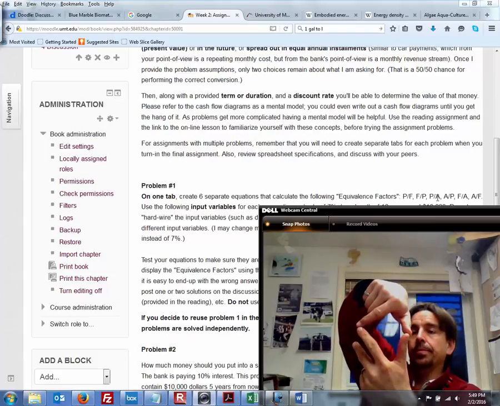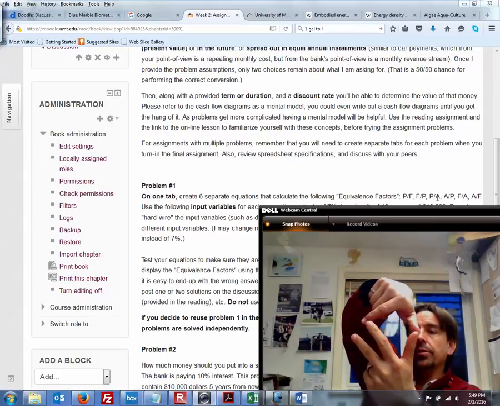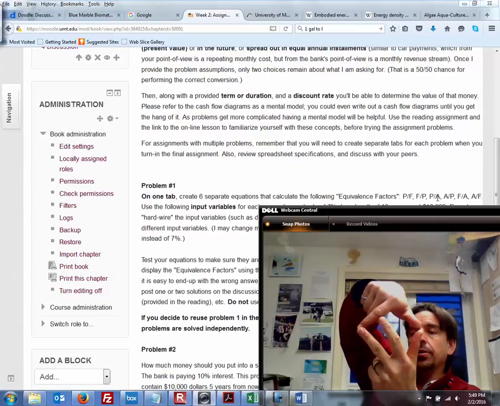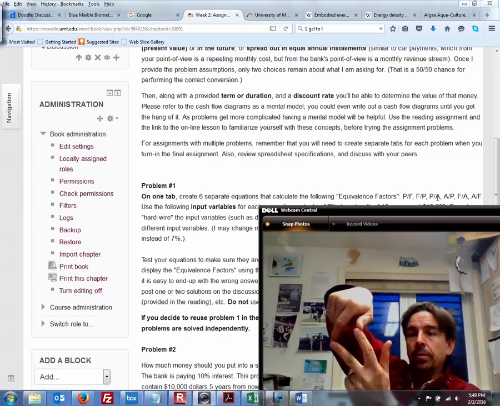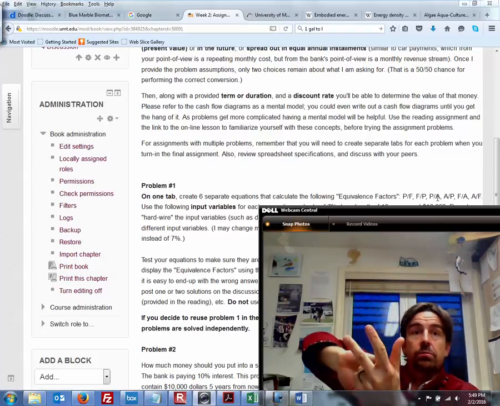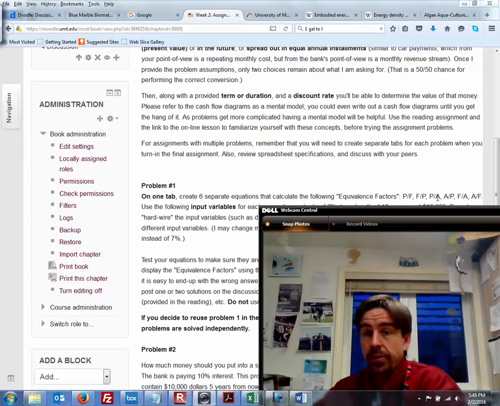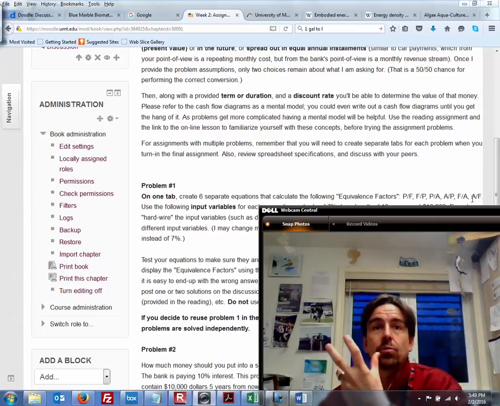Here's F and P. Here's F and A. Here's P and A. And then the reverse, the inverse. So there they are: F over P, P over F, P over A, A over P, F over A, and A over F. There are 6 ways to combine those 3 numbers algebraically.